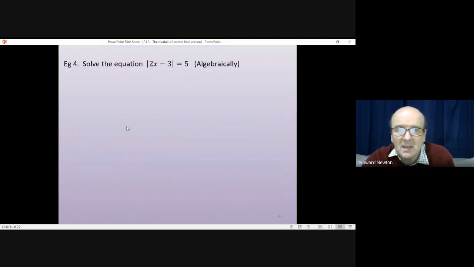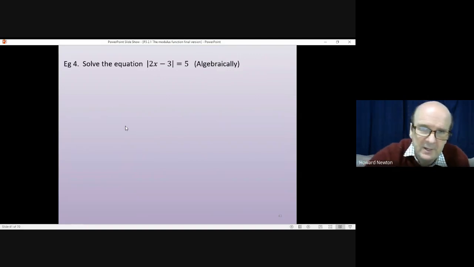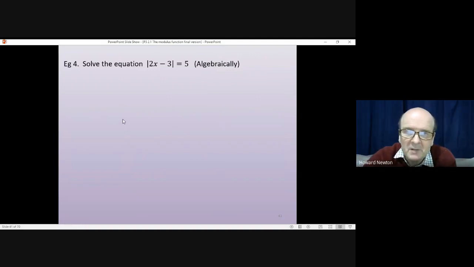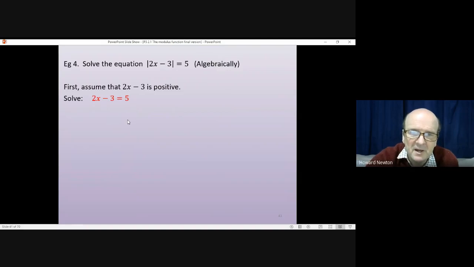Now, as I say, you will normally be doing this algebraically, not graphically. Doing it algebraically, first we assume that 2x minus 3 is positive. If that's the case, you just have the normal equation, 2x minus 3 equals 5, you solve it in the normal way, 2x is 8, x equals 4, which was the second solution we found just now.